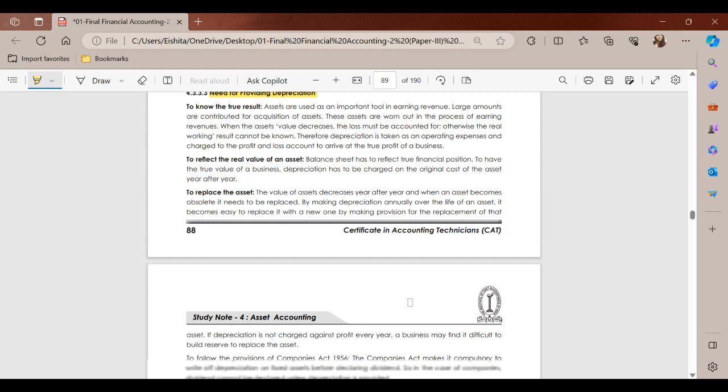To reflect the true result, you need to provide depreciation. To reflect the real value of the asset, first year mein kitna hai, second year mein kitna hai. To replace the asset, you need to know the value of the asset. In sab reasons se, you should know the value of the asset and the depreciation you charge. इसमें दो बार कंपनीज एक्ट लिखे हुए हैं, कंपनीज एक्ट 1956 एंड कंपनीज एक्ट 2013. कंपनीज एक्ट 1956 इज ऑफ नो यूज, इट इज नॉट रेलेवेंट. सो कंपनीज एक्ट 2013 में शेड्यूल 2 में लिखा हुआ है.